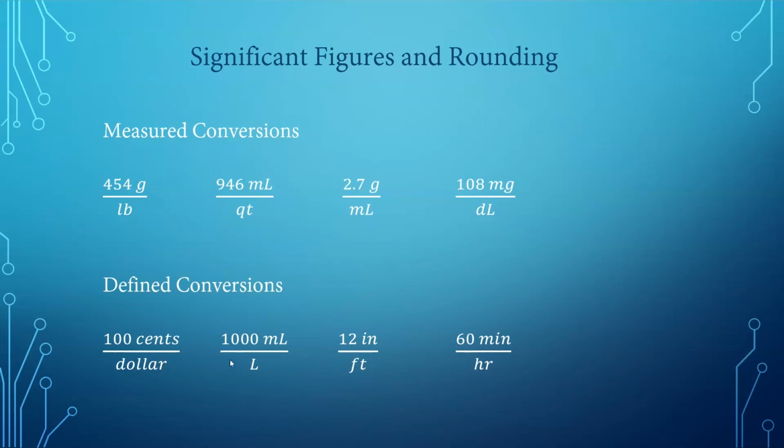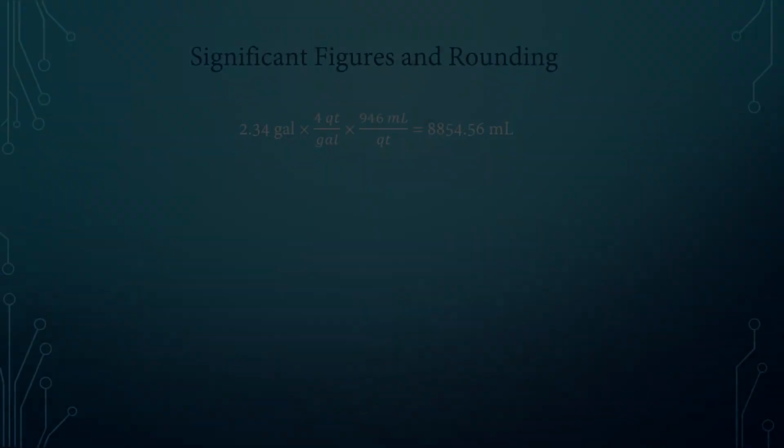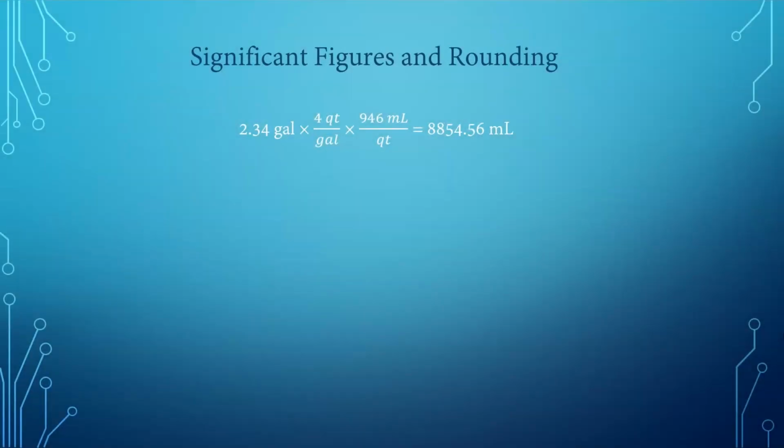So anytime you have a defined conversion in a problem, that conversion is exact, and therefore it does not affect your rounding. Only measured conversions. When you measure something, it can't be exact, and those will affect our rounding. Let's take a look at a couple of the conversion problems we did earlier, and now figure out how we should actually have rounded our answers.